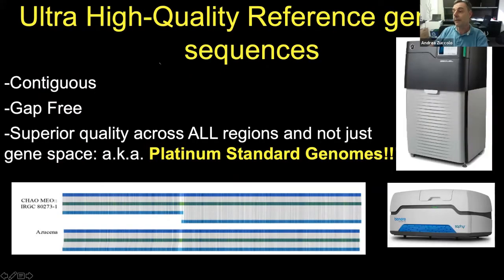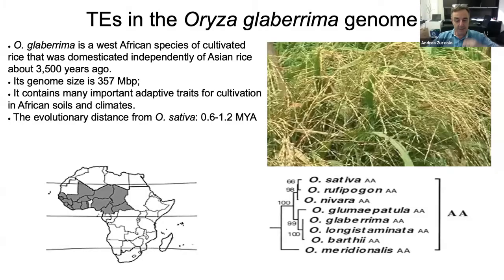It is important to point out that many of these assemblies actually are of very high quality because they were obtained with a PacBio technology supported by optical maps. And so the final assembly in many cases is gap-free, contiguous, of very high quality across its entire length. So basically we are dealing with platinum standard genomes.